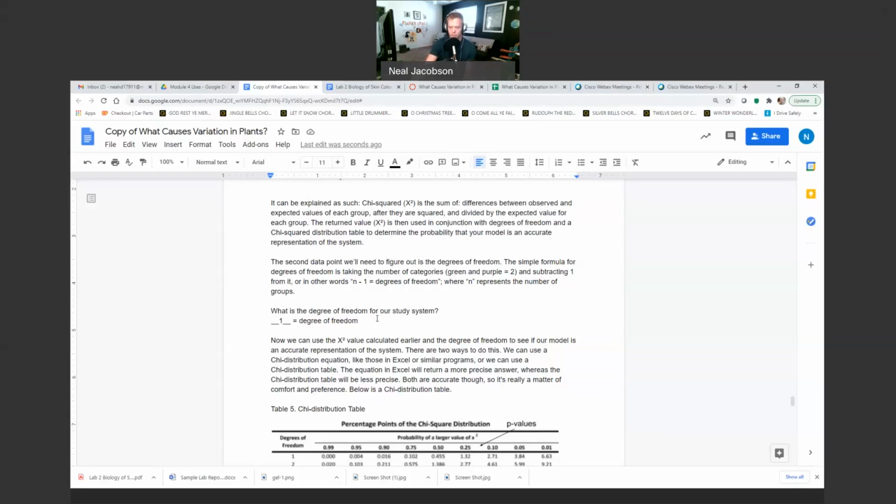If I have red, yellow, and blue, let's say I have 10 red M&Ms and 50 yellow M&Ms. I have 100 M&Ms total. So if I have 10 red and 50 yellow, then I have 60 M&Ms that are red and yellow. How many M&Ms are blue? 40. It has to be 40. So if I know the value of 2 of my groups, then the third group is already determined for me. And that's why there's the number of groups minus one.